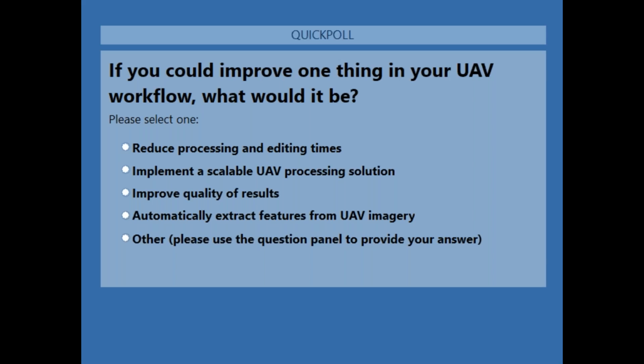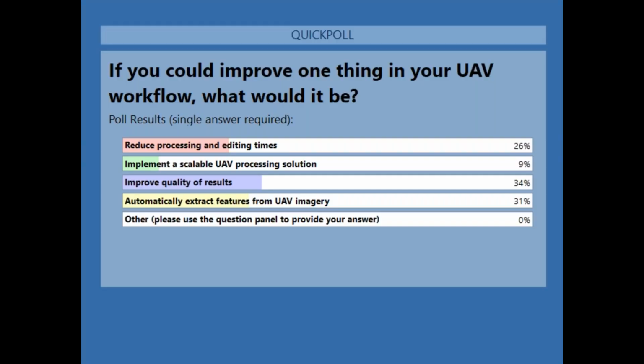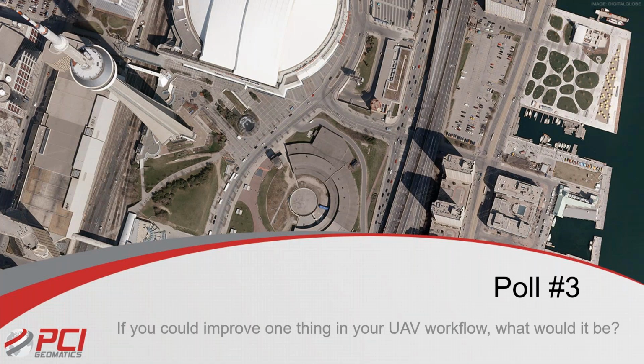So I'm going to leave that open for just a few more seconds. We're running short on time, so 3, 2, 1. Thank you so much. Just quickly share the results there. So looks like a nice distribution, primarily looking at the quality of the results seems to be the most important one, followed by processing times and then extracting features from imagery or vice versa. So thank you for that.